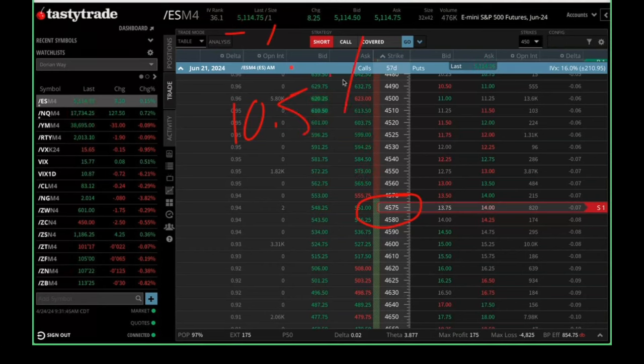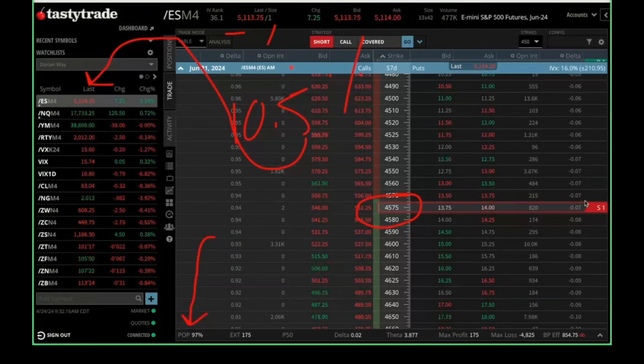That is more than a correction away from where the ES is currently trading. So to me, that is awesome. You're double digits away from where it's currently trading. So the market could go up and you'll win 100% of the time. The market can go down, and as TastyTrade is saying here, you're going to win. They're saying 97% of the time. You're still going to win something at expiration.